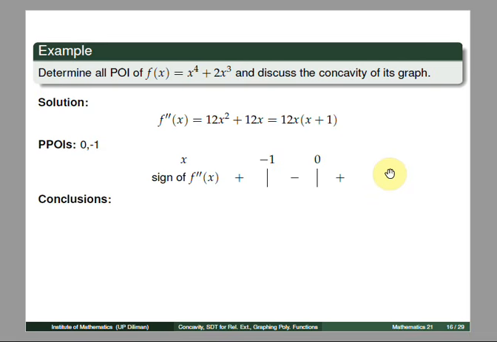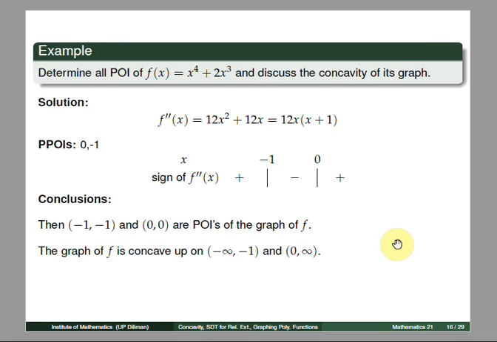So we conclude as follows. Negative 1 and 0 are points of inflection of the graph of f. To see these points, we only need to substitute negative 1 and 0 into our original function. Okay? We also have the following conclusions. The graph of f is concave up on negative infinity to negative 1, and on the interval 0 to infinity, and concave down on negative 1 to 0.